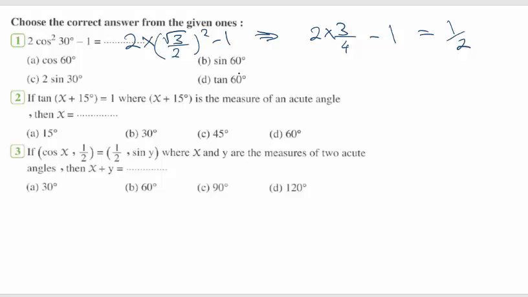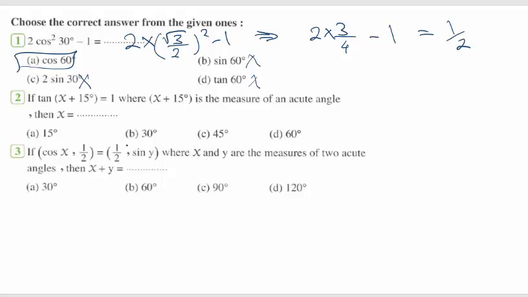Half, is it equal to sine 60? No. Is it equal to 2 sine 30? No, but it equals cosine 60 degrees. Let's move to another question.